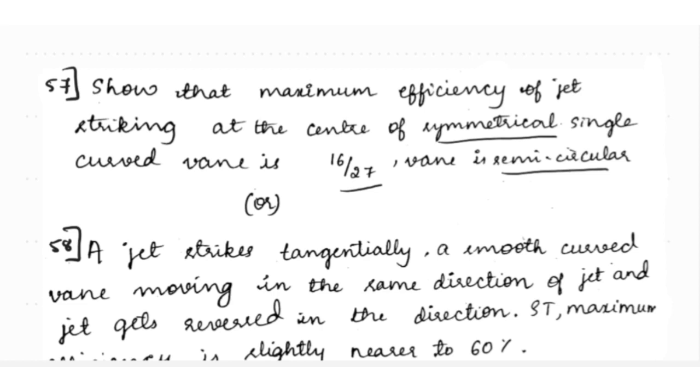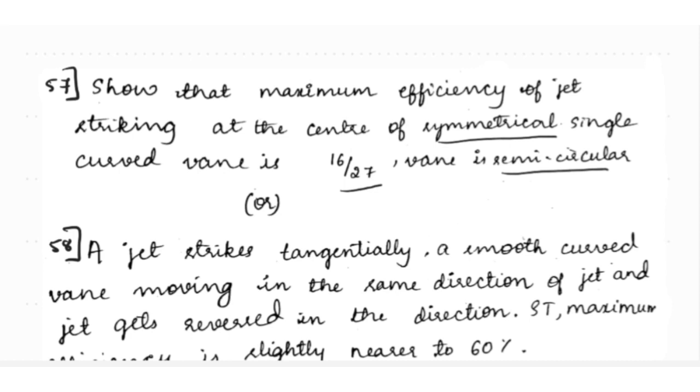Maximum efficiency is nothing but when the derivative of efficiency with respect to any velocity is equal to 0. So if you differentiate efficiency with respect to either the velocity of plate or velocity of jet, it should be equal to 0. So we should deal with the efficiency.